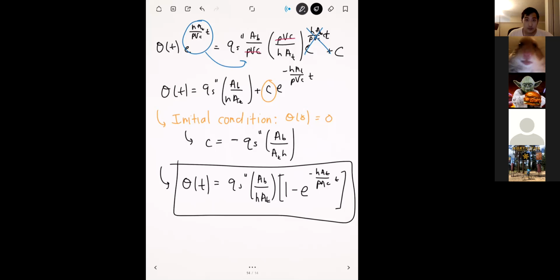What's the e to the power of? It's to the power of negative hAT over rho VC. Yeah, on the bottom is density times, oh sorry, it should be rho VC. Sorry, thank you. Thanks for catching that.